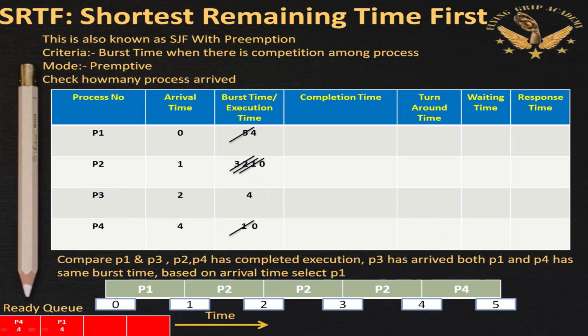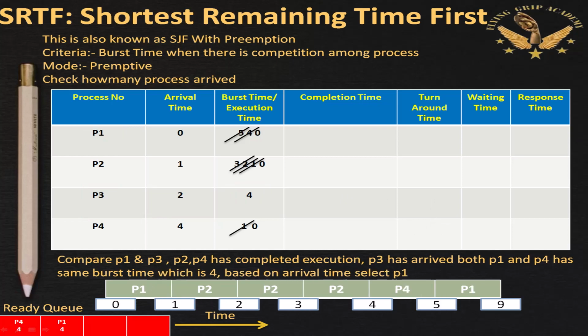Now we are going to allow P1 to execute 4 units at once, because both have equal burst time, so there is no need for competition between P3 and P1. So we compared P1 and P3. P2 and P4 have completed the execution. Both P1 and P3 have the same burst time, so based upon the arrival time, we have selected P1 to execute for 4 units of time.